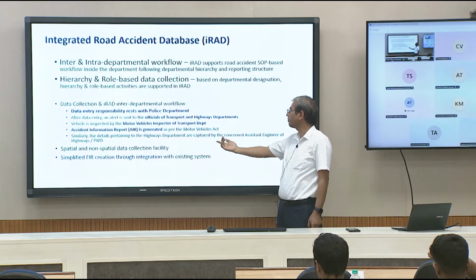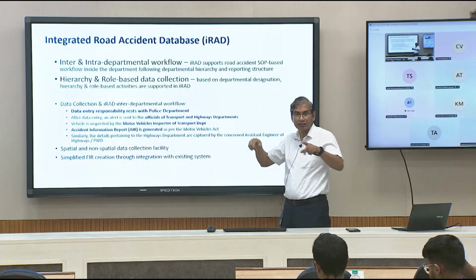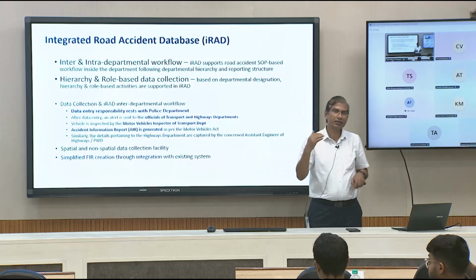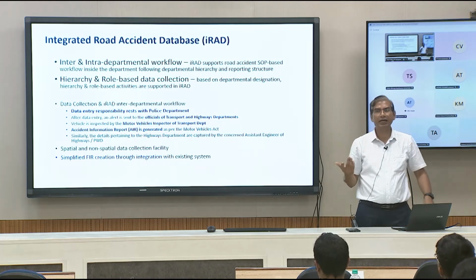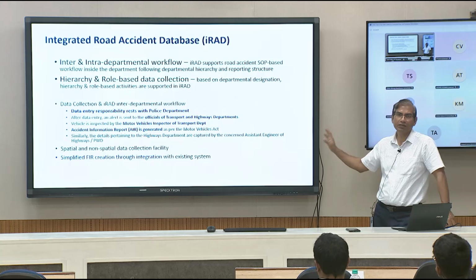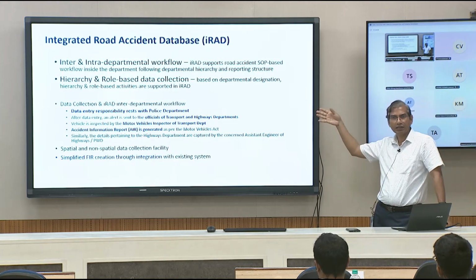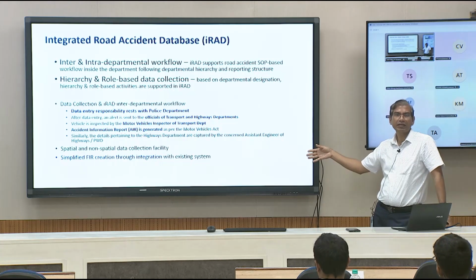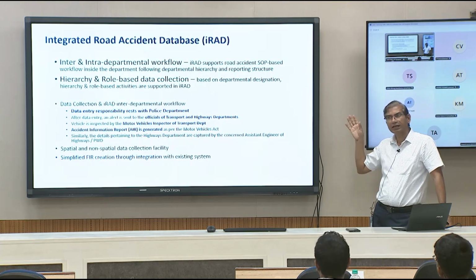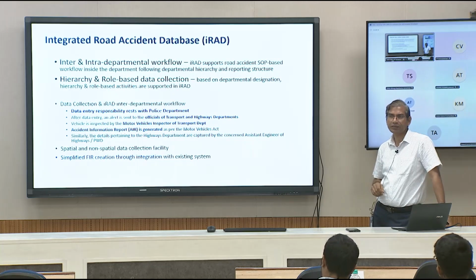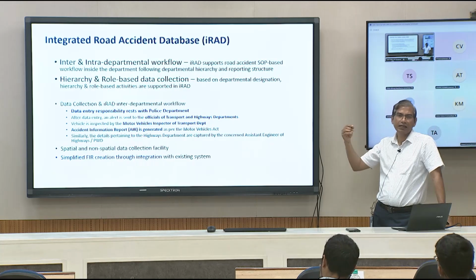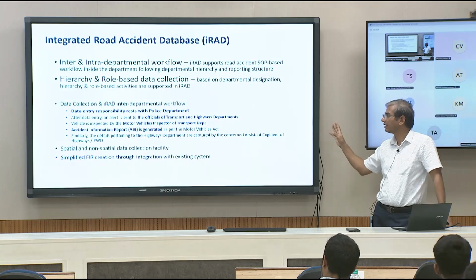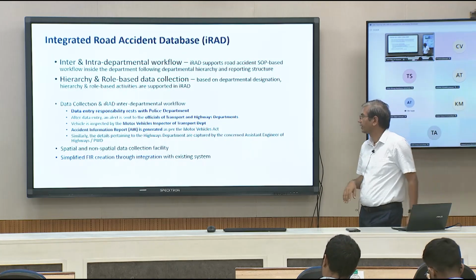Then subsequently the highway people will capture the geometric details, what the road condition is, and why this accident might have happened; they will fill in those details. And not only the accident details, subsequently they also need to fill in what kind of preventive measures they are going to take and what the timeline is. So that subsequently, even a person who has privilege can monitor what kind of measures have been taken corresponding to a particular accident.